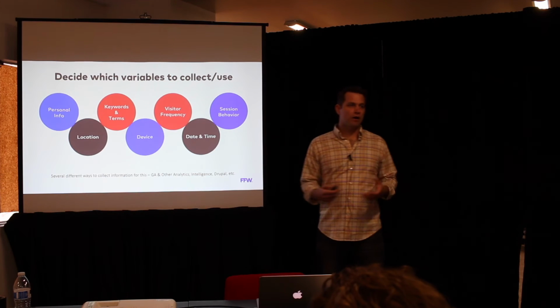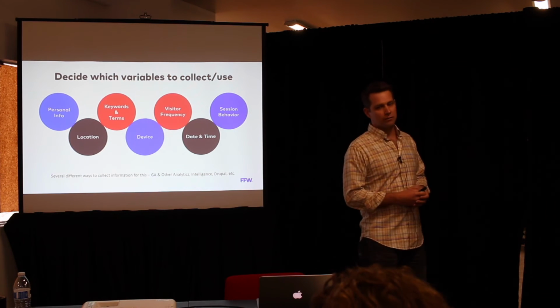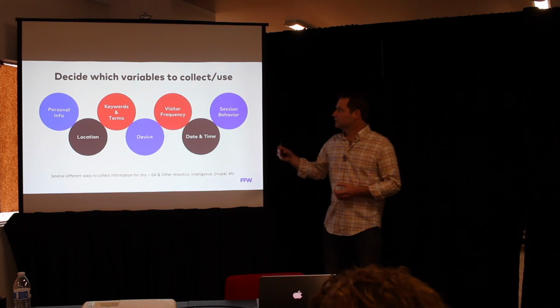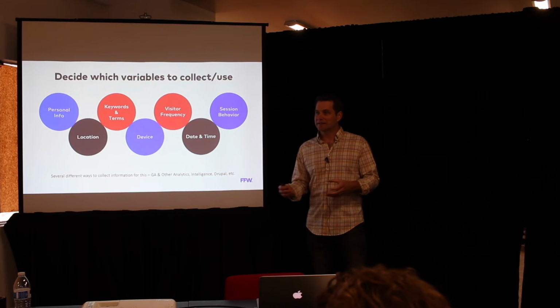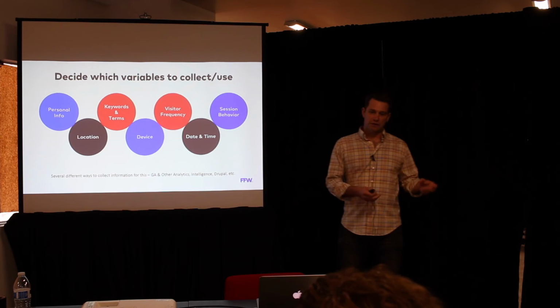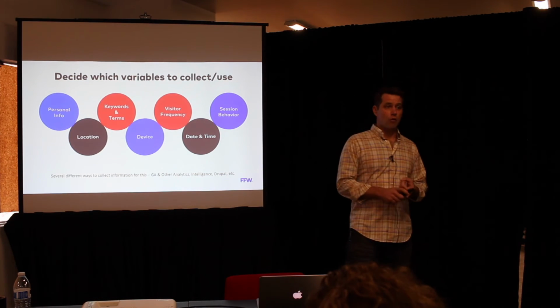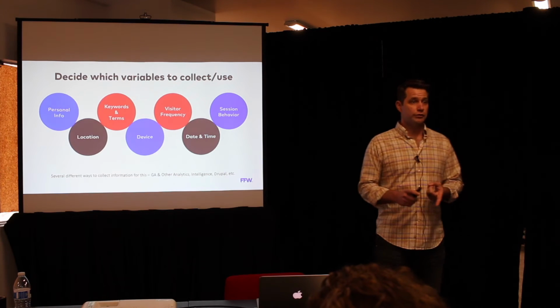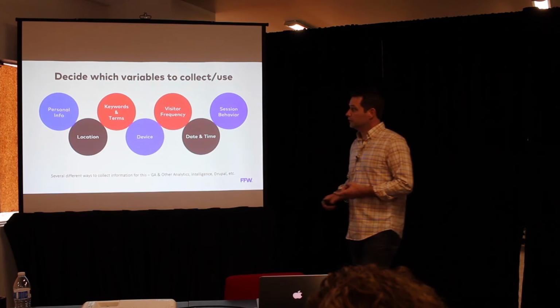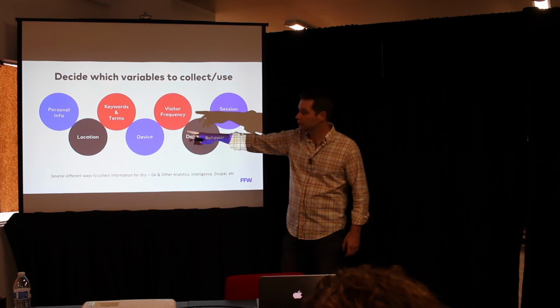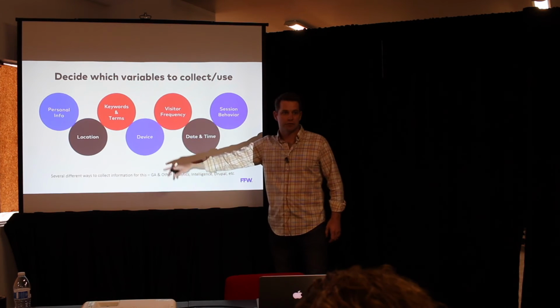Once you have all of that in place and you have this really good content model, you can really start to decide the types of variables that you want to collect in order to start personalizing content. You can gather through web forms. You can start gathering personal user information, information like location. You can look at keywords and terms. You can look at the device type that they're coming from.